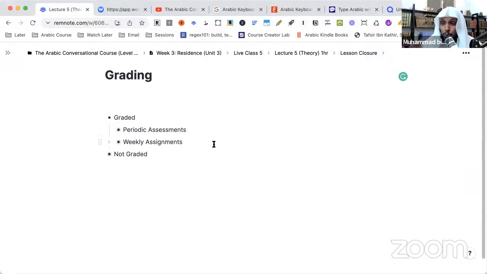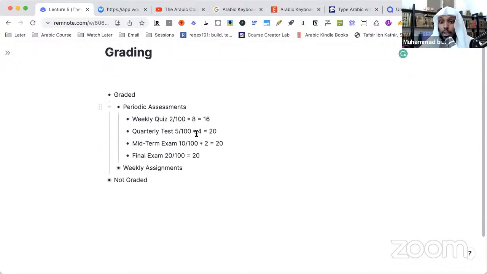And the main difference between these two things is that periodic assessments are about the score that you get, okay? They're like exams, tests, quizzes. Weekly assignments, I don't care what score you get. I don't care if you scored 5 out of 10 or 9 out of 10 or 2 out of 10. As long as you've attempted and submitted it, you'll get the mark. Okay? So what are the periodic assessments?